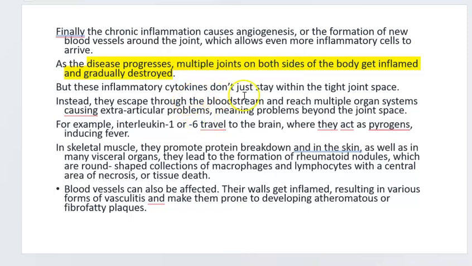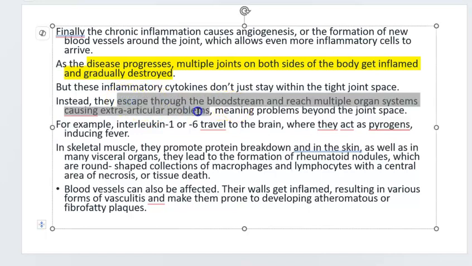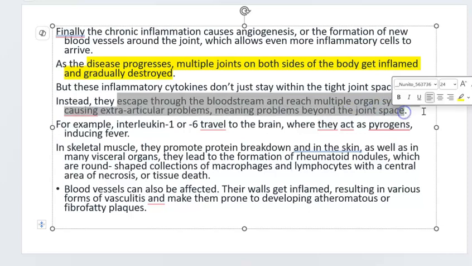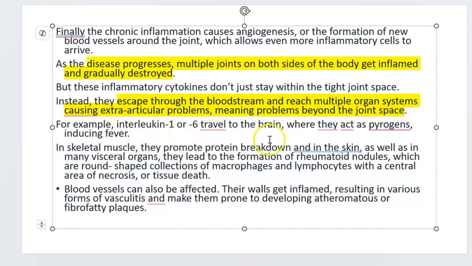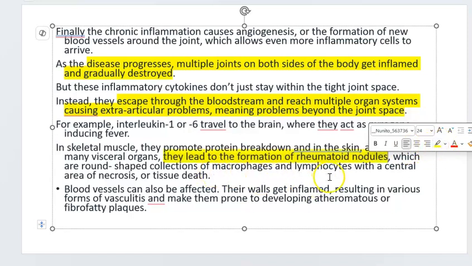But the inflammatory cytokines don't stay just within your tight joint space, right? No. They escape through the bloodstream and reach extra-articular places, meaning outside of the joint. An example here is interleukin 1 and 6 travel to the brain where they act as pyrogens inducing fevers. In skeletal muscles, they promote breakdown. In and around the skin as well as the visceral organs, they can lead to the formation of rheumatoid nodules, which are round-shaped collections of these macrophages and lymphocytes with a central area of necrosis and tissue death.